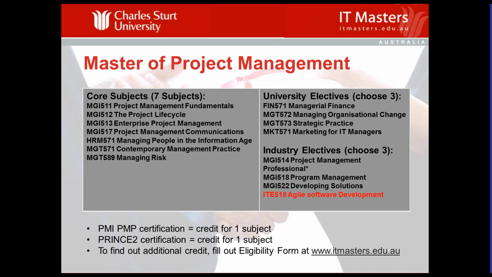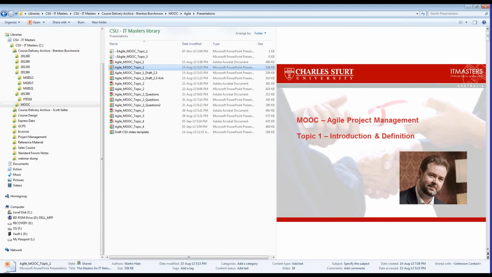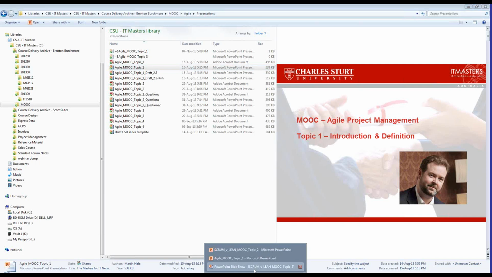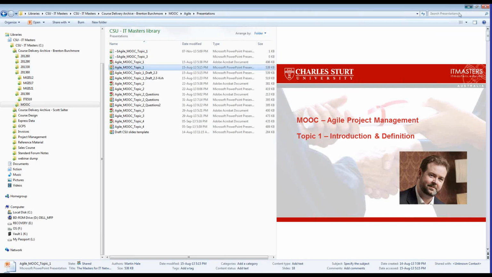So who is Charles Sturt? Just briefly want to talk about our position in the marketplace. So if we just move the slide over one more time, we can see where Charles Sturt is in relation to other universities in the online space.